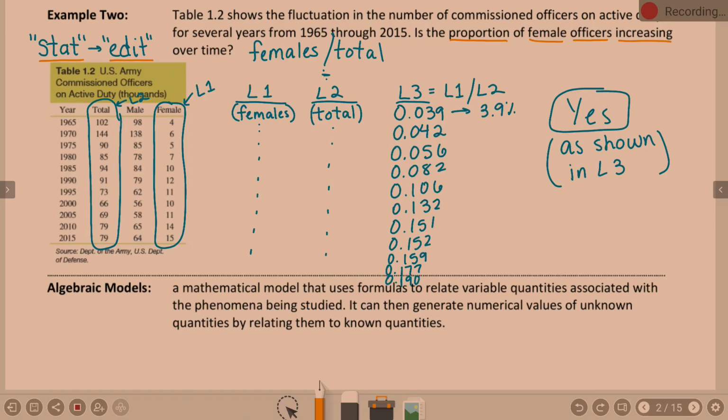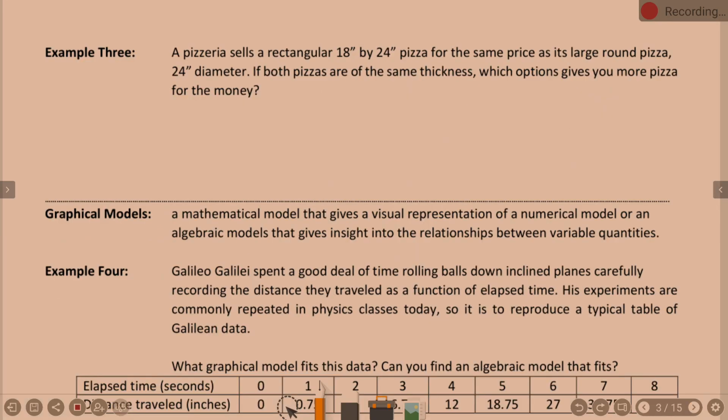I only have one example here. It's a very basic one, and we may have to talk about it tomorrow if we don't get through it, but take a peek at it. The pizzeria sells a rectangular 18 by 24 inch pizza for the same price as its large round pizza with a 24 inch diameter. If both pizzas are of the same thickness, which option gives you more pizza for the money?